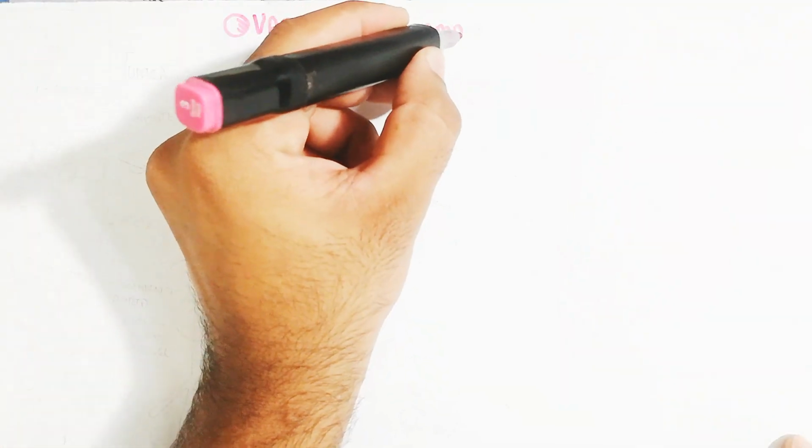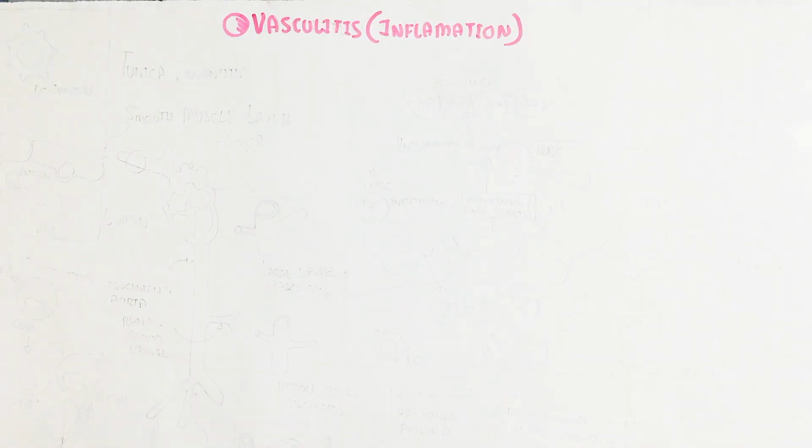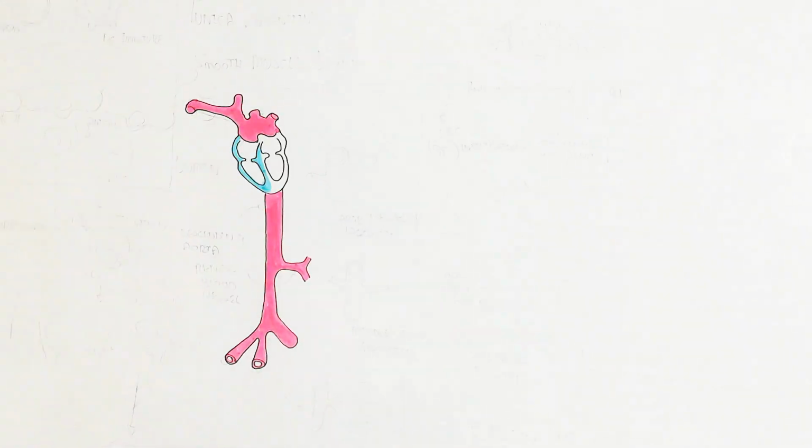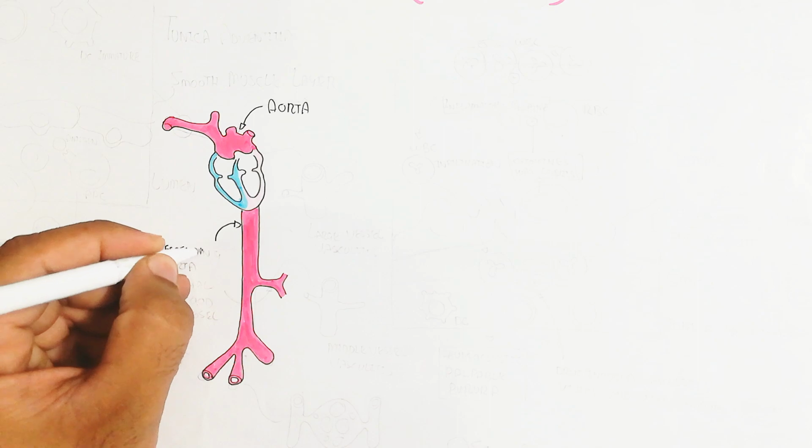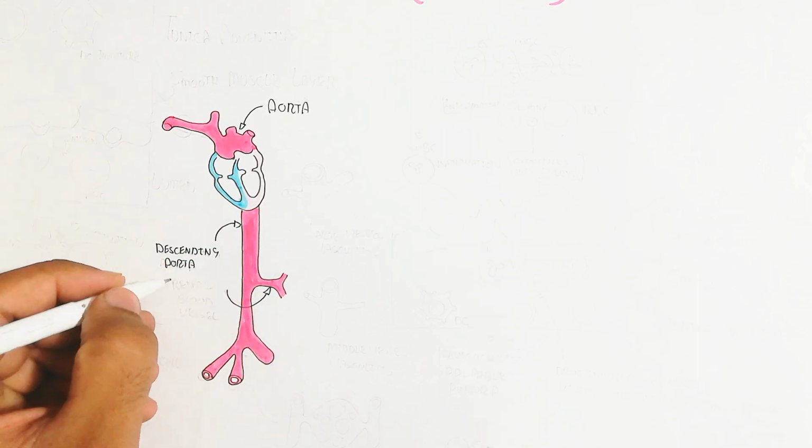In this video, we will understand vasculitis, the inflammation of the blood vessel. Let's understand large vessel, middle vessel, and small vessel vasculitis. We will collectively understand the general overview of vasculitis, and then in the next video we will understand further.